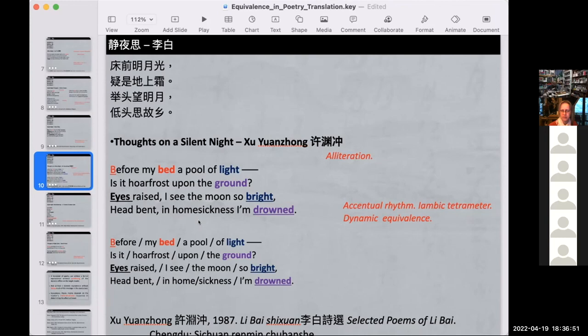Yes. This is what I said. To a Western reader, the English doesn't sound natural. Okay, but ask that Western reader, how much do you know about English prosody? How much do you know about English meter?